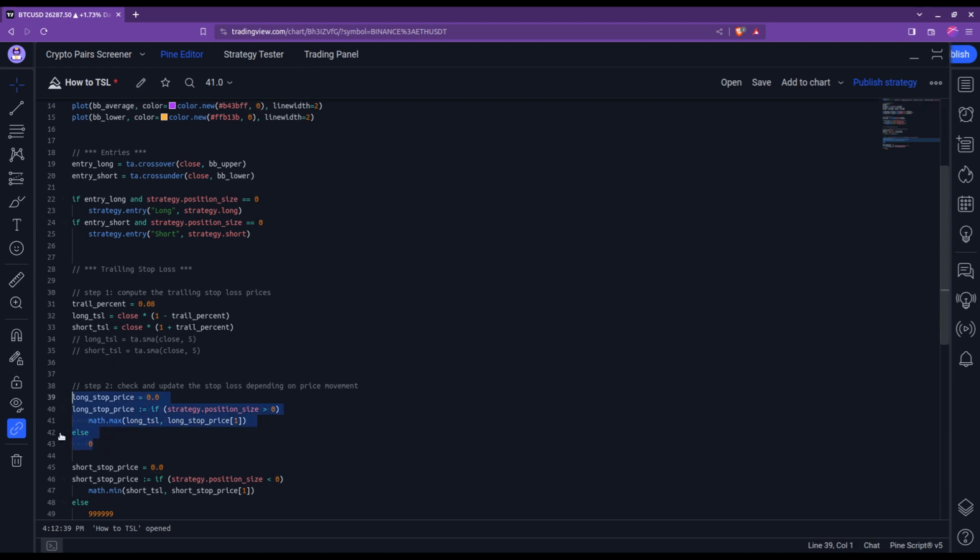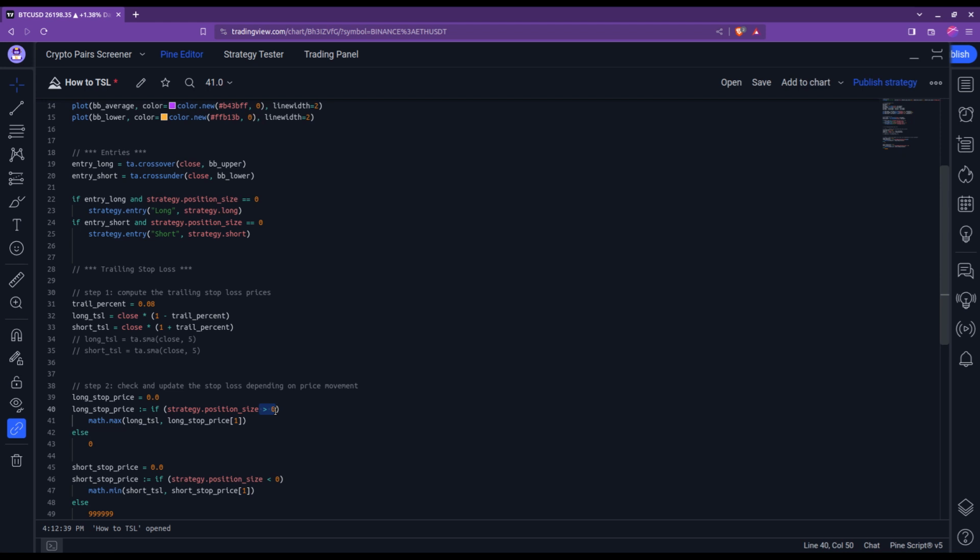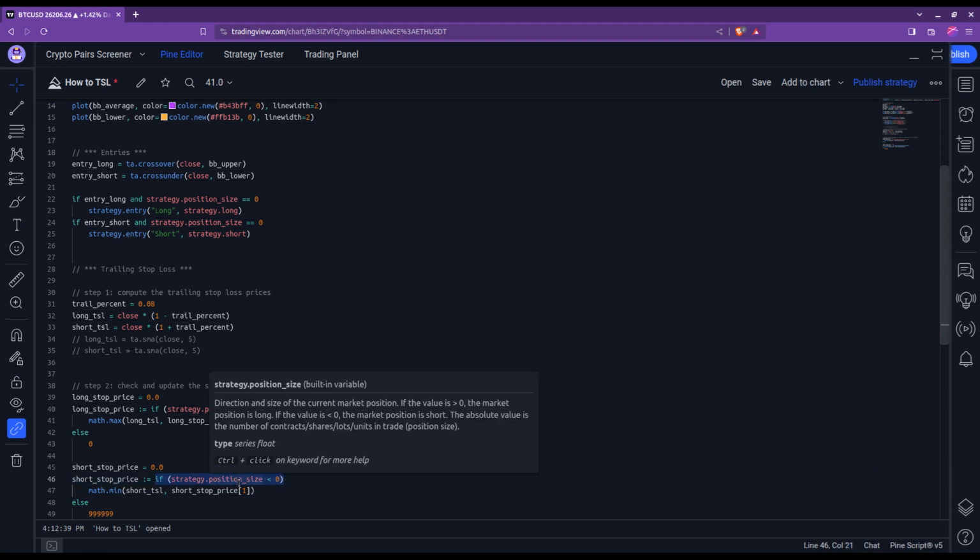Here is the example of the long. So the first quantity that I define is the stop loss price at each candle for the longs. Then with this value at hand, I actually need to do a little check. And the check is to see if a long is opened, that is why I check strategy.position_size larger than 0. So this condition will be true if a long is open, while if you do smaller than 0, then this will be true if a short is open.